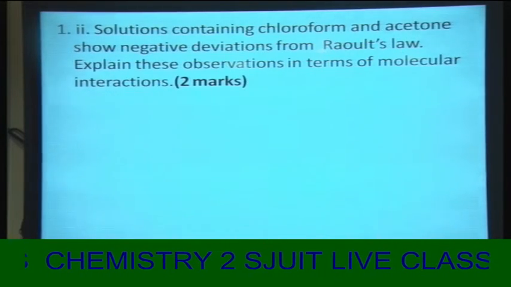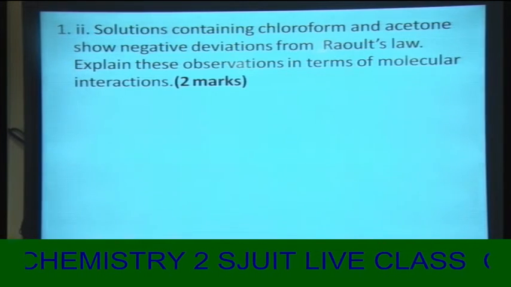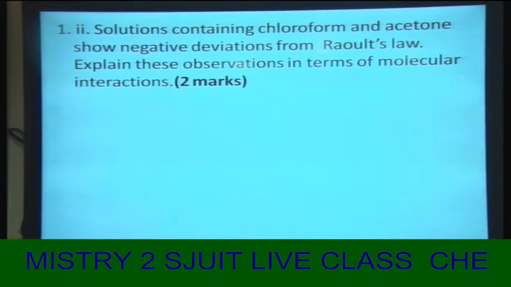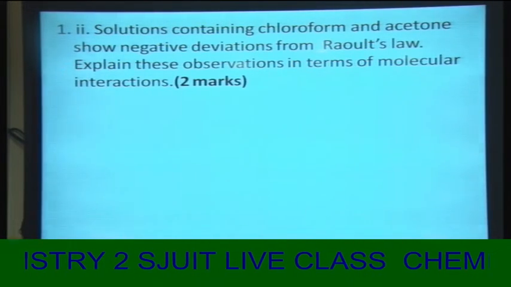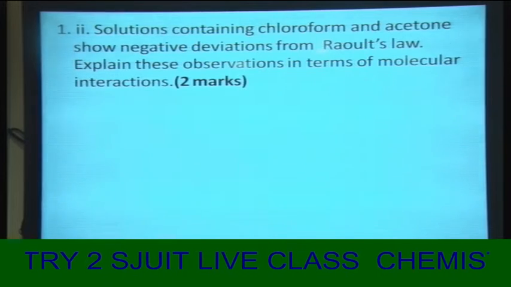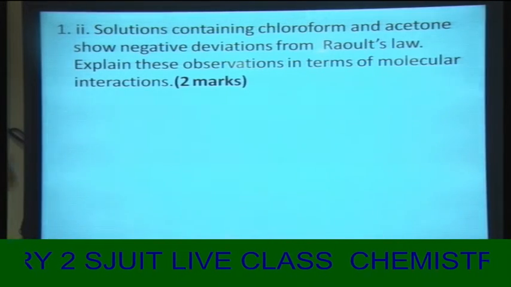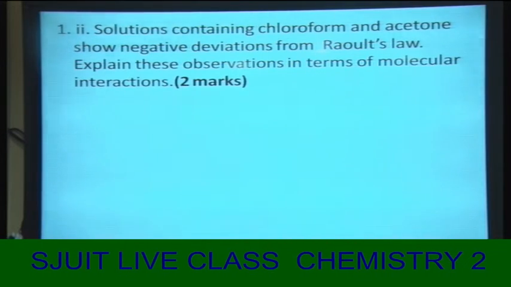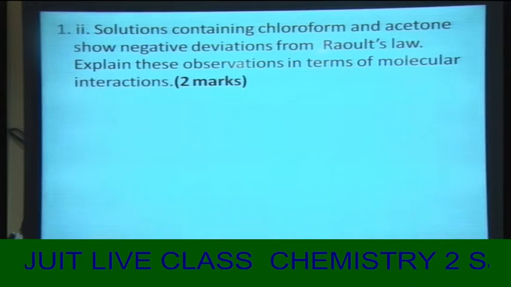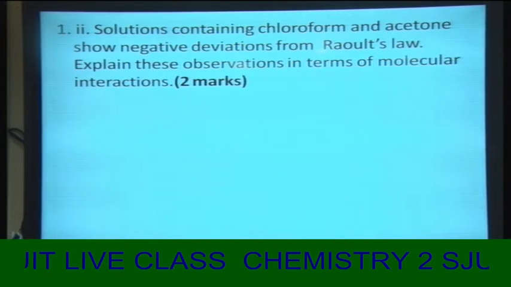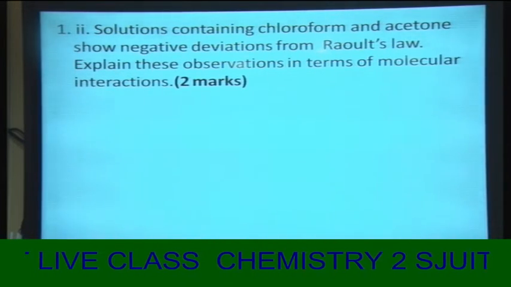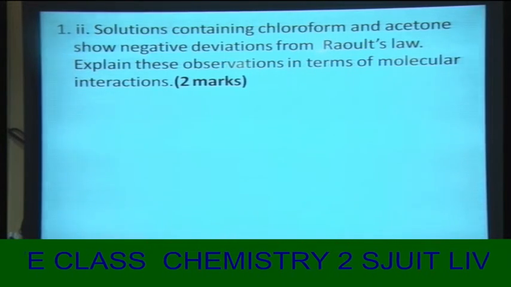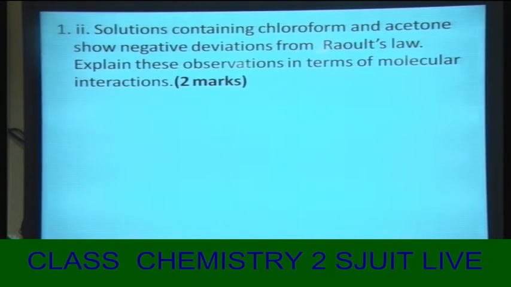Roman 2. Solutions containing chloroform and acetone show negative deviation from Raoult's law. Explain this observation in terms of molecular interaction. We need to refer to the molecular interactions, and from the molecular interaction we need to explain why a solution containing chloroform and acetone shows negative deviation from Raoult's law.